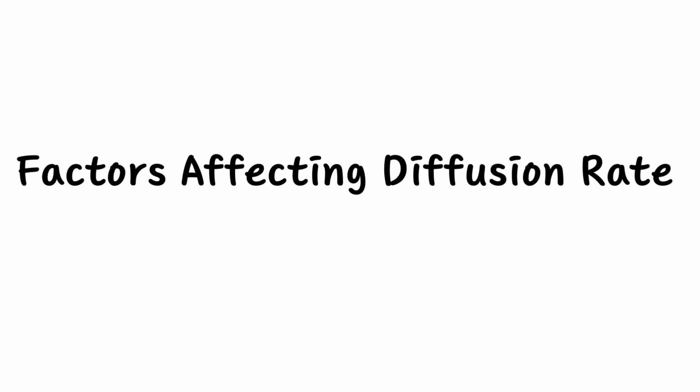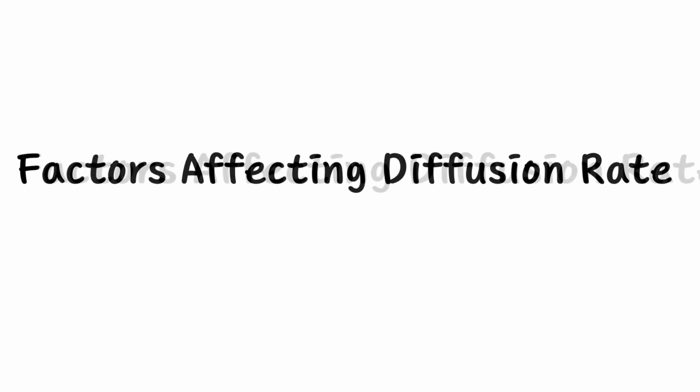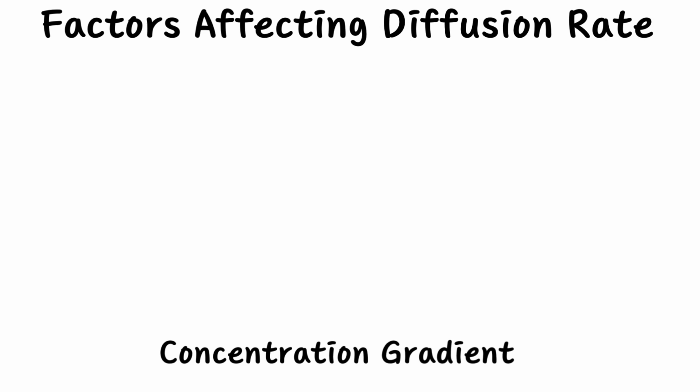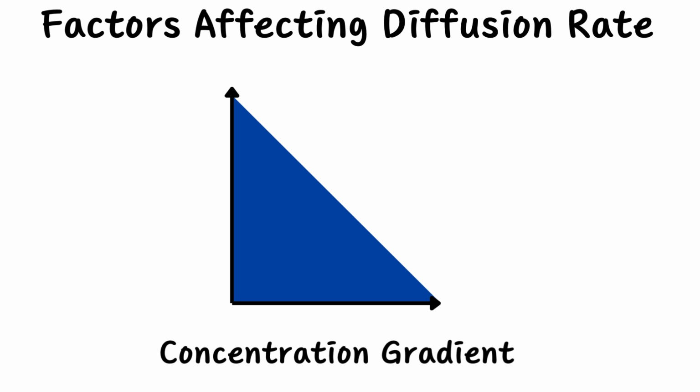So the rate of diffusion is basically how quickly diffusion can happen, and it can be affected by several factors. One factor is concentration gradient. A gradient in concentration basically means that we have one concentration that is high and one concentration that is low. So the bigger the difference between the high concentration and the low concentration, the faster diffusion will happen.